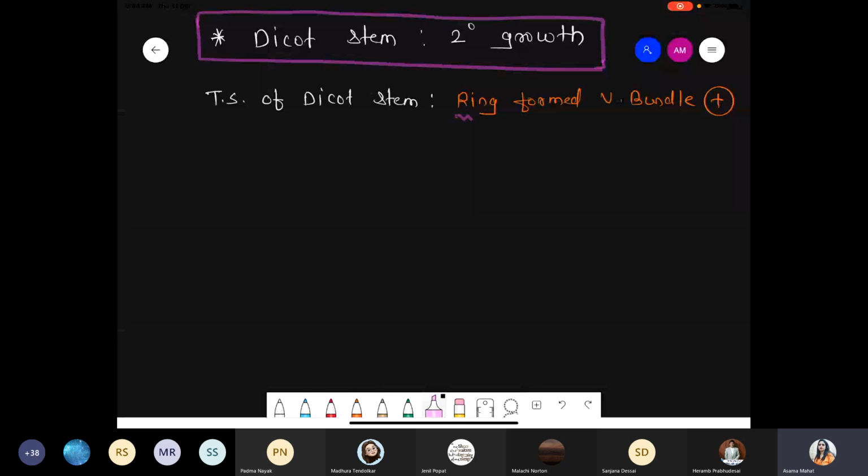Am I right? Correct है. Ring shape में था ना vascular bundle in case of dicot stem? Yes or no? Ring shape means what? They are arranged in a circular manner. And in case of the monocot, vascular bundles are scattered all over the ground tissue, small size, large size. But in case of the dicot, a ring formed vascular bundle is present.